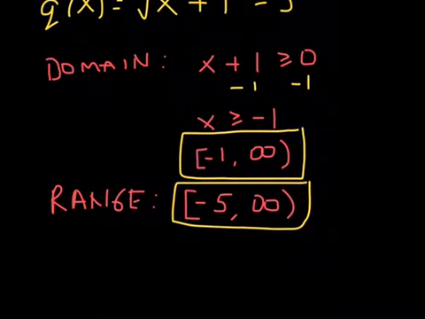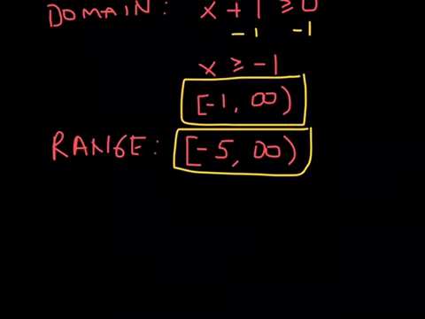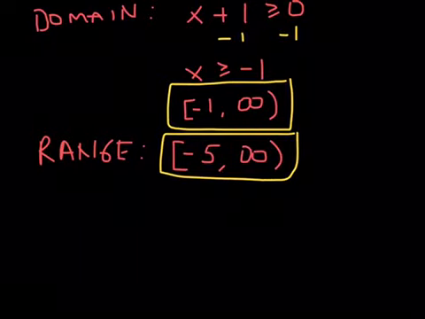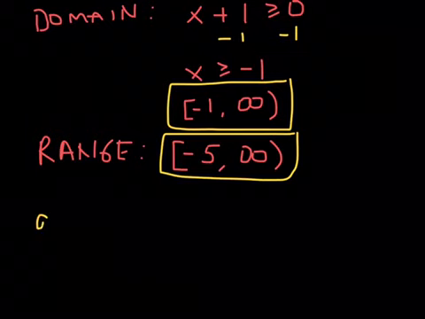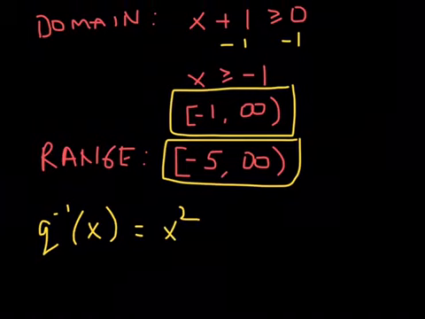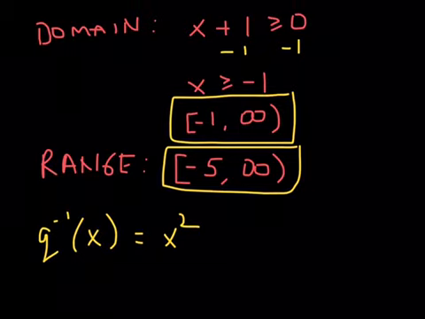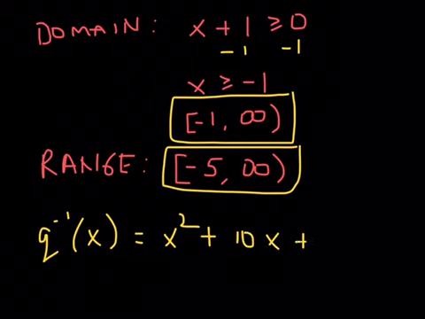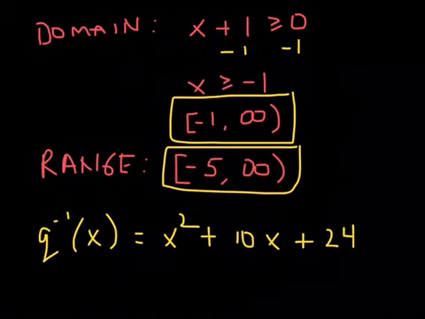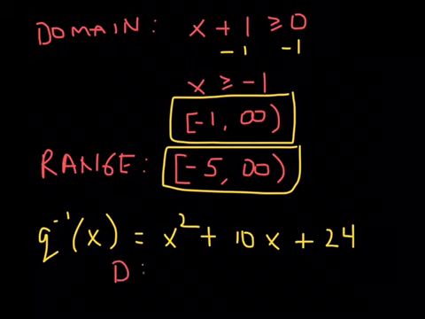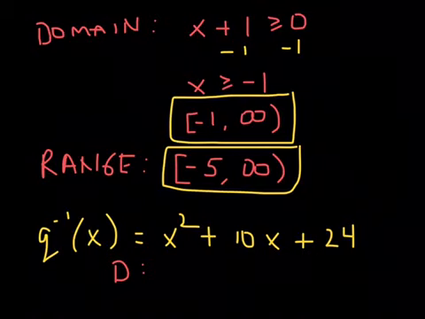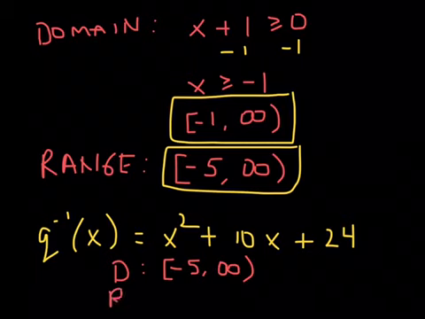Now, in the early part of this lesson, we talked about how the domain becomes your range and the range becomes your domain when you're studying inverse functions. So with that being said, q inverse of x, which we found to be x squared plus 10x plus 24. This is what we found earlier. We now know what the domain and range will be for q inverse of x. The domain for q inverse of x will be the same as the range for q of x. They swap. And the range for q inverse of x will be the same as the domain for q of x.